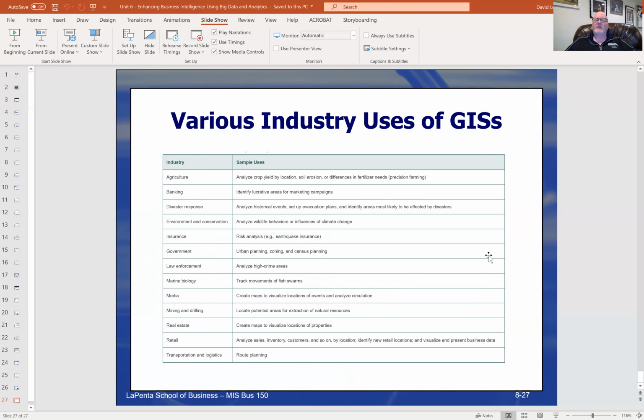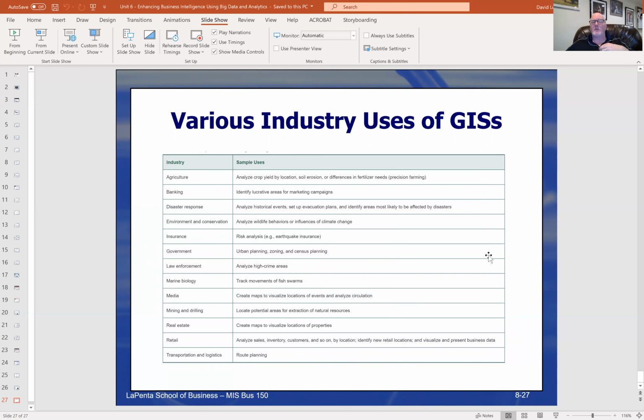There's a lot of different uses for geographic information systems. I'll just go through a couple here. So in the banking industry, identifying lucrative areas for marketing campaigns, or identifying the right area to put a banking branch. From a disaster response standpoint, analyzing historical events in terms of setting up evacuation plans and identifying areas that are most likely to be affected by a disaster. I would imagine there's geographic information systems being used right now to help plan where they're going to put resources to help push the spread of this virus back.